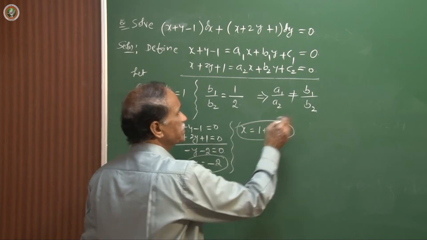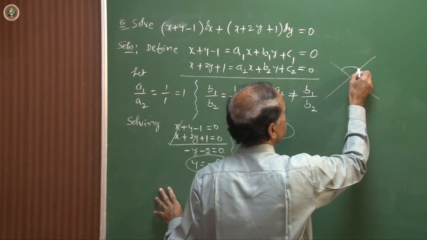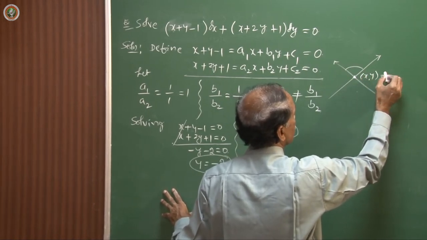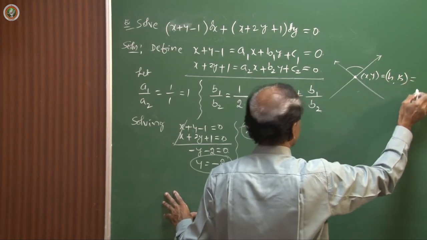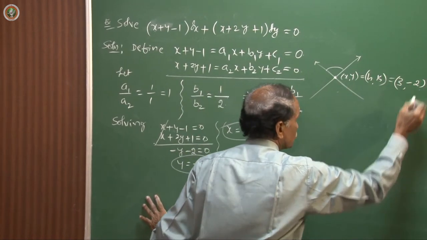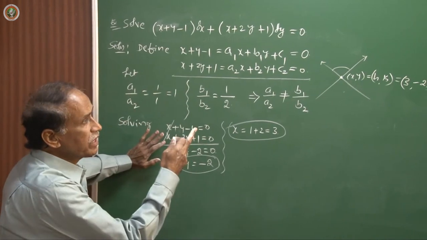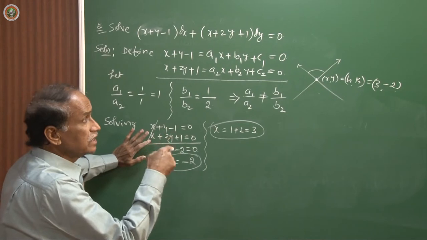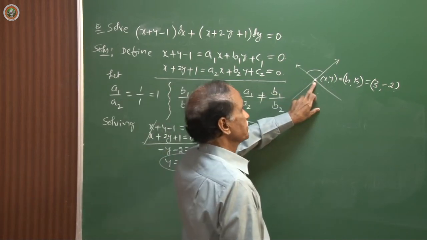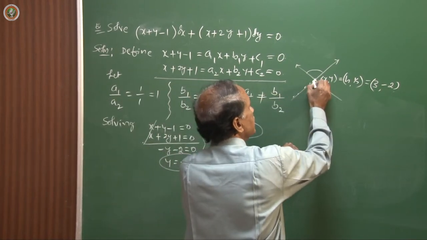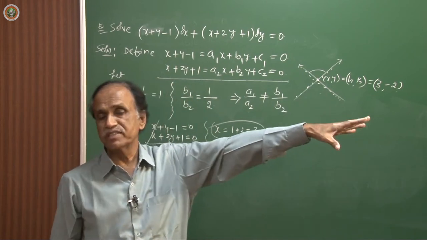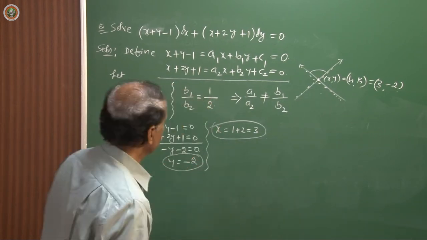Therefore, the point of intersection of these two lines, x comma y is equal to h comma k, is equal to how much? The x value is 3 and the y value is minus 2. 3 comma minus 2 is h comma k, the point of intersection. It is a point on the straight line. Everywhere, a straight line is a combination of points, here also like that. But the one point which acts as the point of intersection will be 3 comma minus 2.